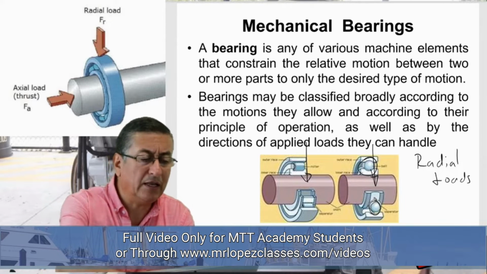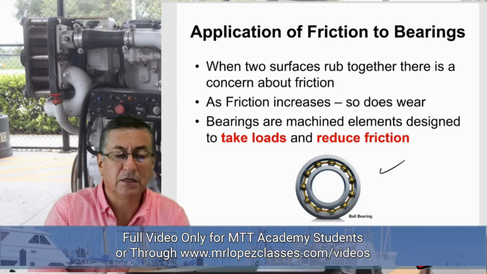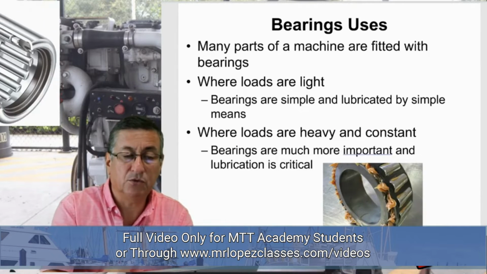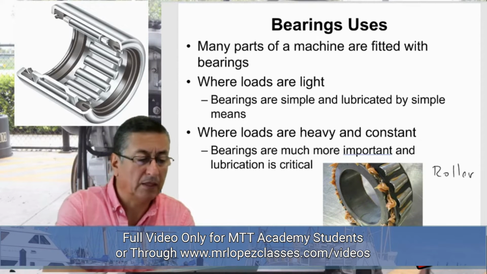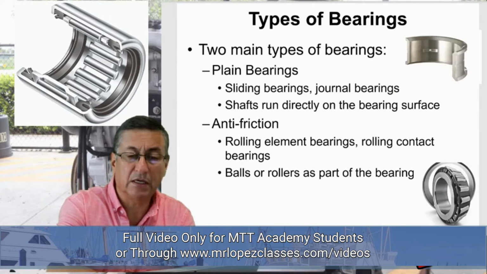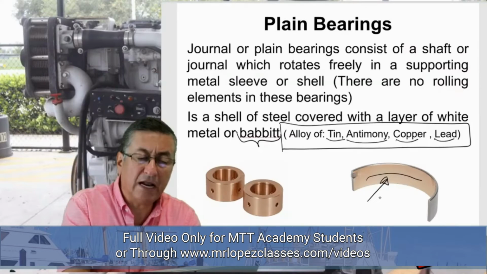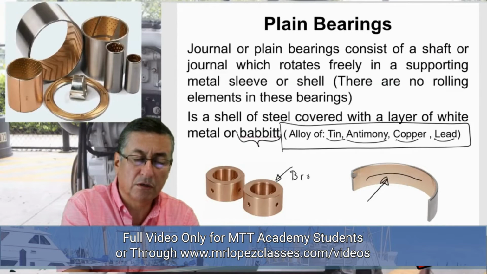There are different types of bearings. This is the most common, the ball bearing. And there are other bearings like this one, roller bearings. And there are other ones like these. Those are plain bearings. But there are other ones fabricated in bronze with sulfur and phosphorus.